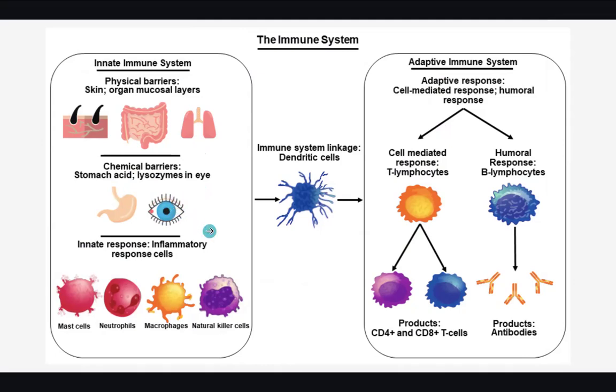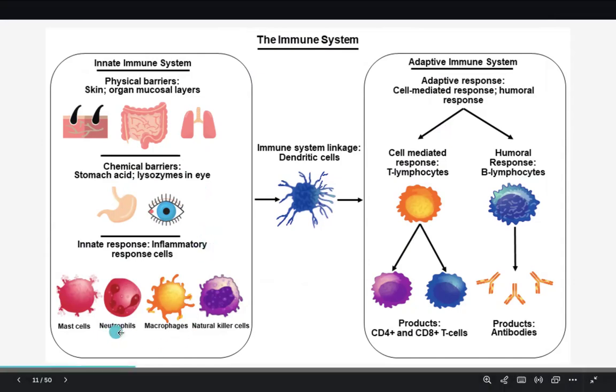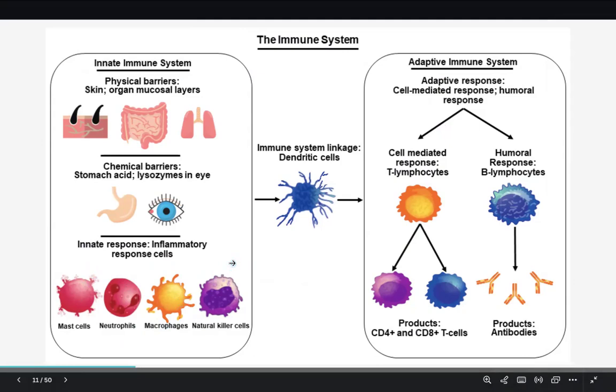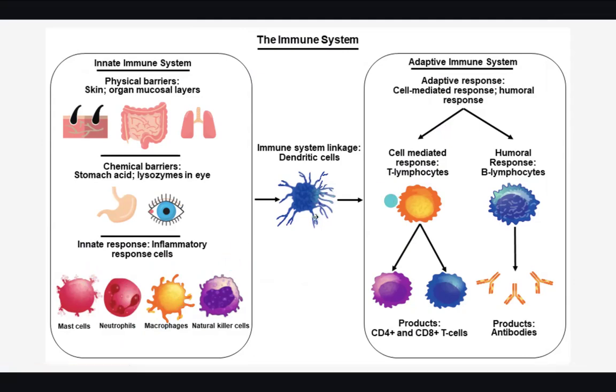And then we have an innate response with the help of our white blood cells. This one is called the inflammatory response cells. So you have the mast cells, neutrophils, macrophages, and then the natural killer cells. These are inflammatory response cells. So if there is a detection of a pathogenic organism, after the B cells identify them, these are the ones that are sent to eat and kill the pathogenic organism. Okay, so as the linkage between the innate and the adaptive immune system, we have what we call the dendritic cells.